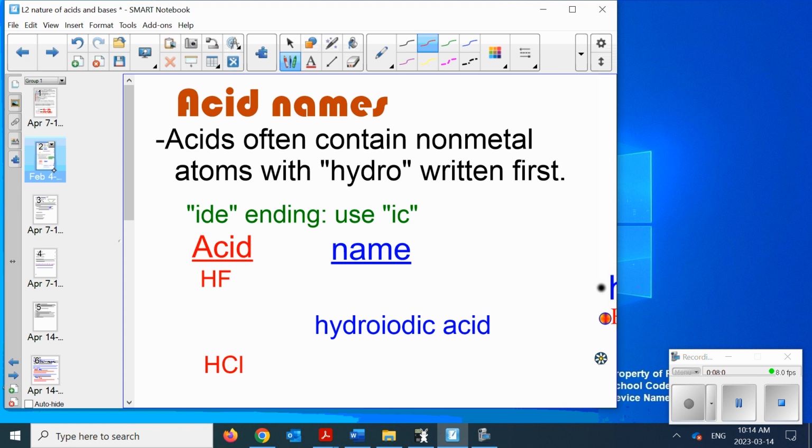So, acids often contain non-metal atoms, with hydro written first as far as the name. You use the ic ending instead of the ide ending in the acid name. So what I'm talking about is HF. Well, you can say that's hydrogen fluoride if you're not talking about it being an acid dissolved in water. But once it's dissolved in water, it's an acid. Instead of hydrogen fluoride, hydro is written first, and instead of the ide ending, I would say ic. So we'll say hydrofluoric acid.